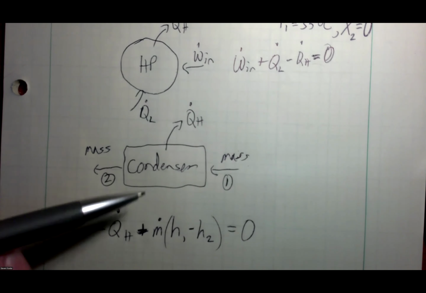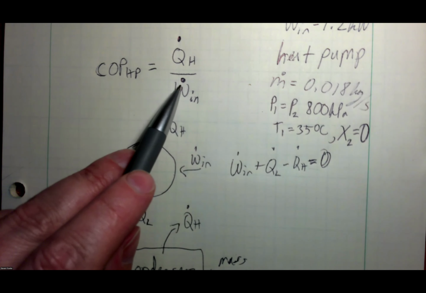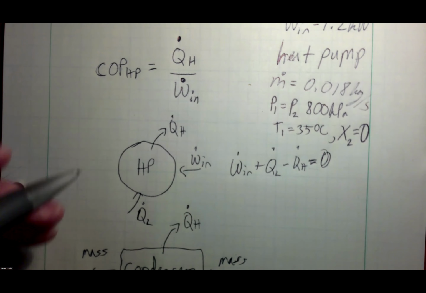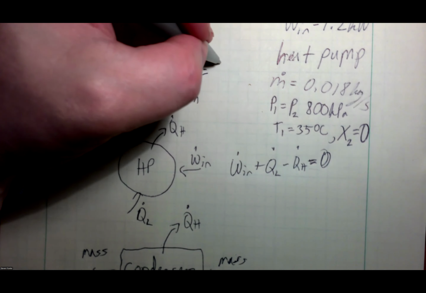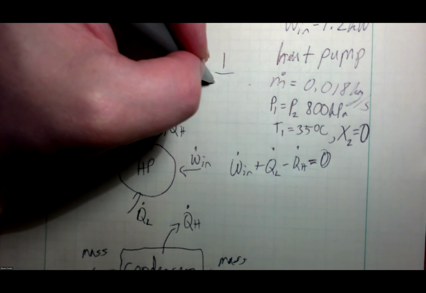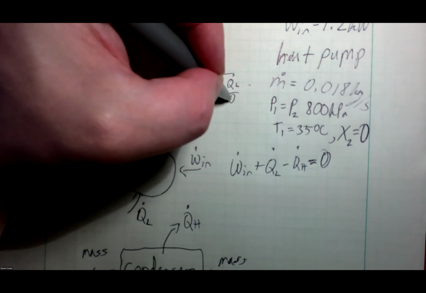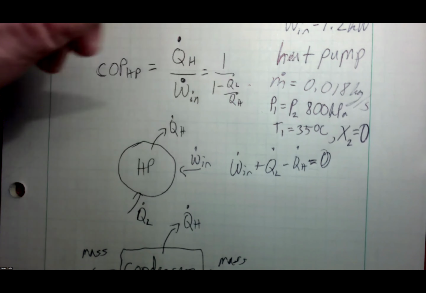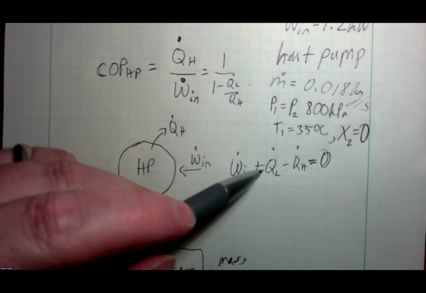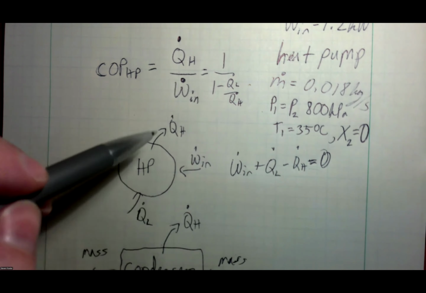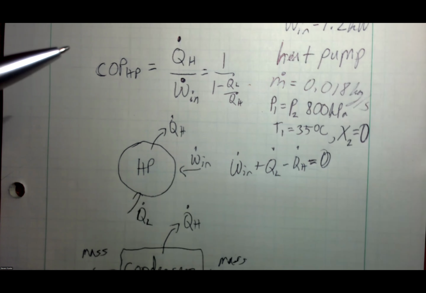Once I've got Q dot H, that allows me to get COP, right? And recall that also we could find COP as 1 over 1 minus Q dot L over Q dot H. And once I've got COP, now Q dot L becomes the only unknown on this side of the equation. Or I can solve this first law for the whole heat pump for Q dot L. Either way works just fine.